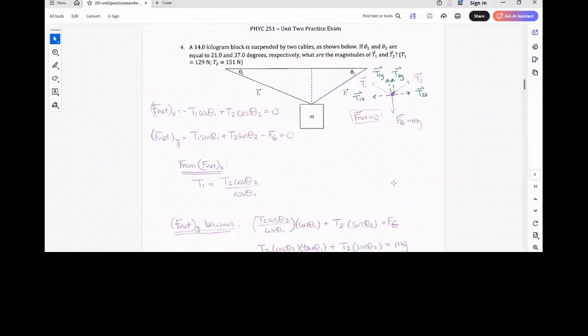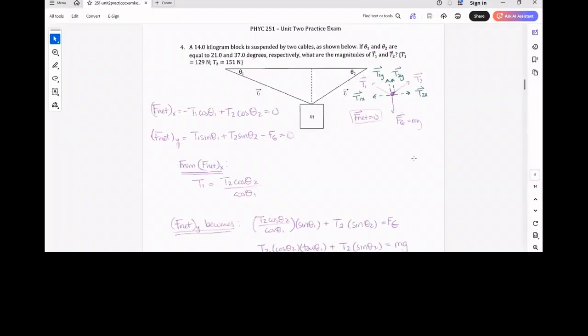Number 4, a 14 kilogram block is suspended by 2 cables as shown below. If theta 1 and theta 2 are equal to 21.0 and 37.0 degrees respectively, what are the magnitudes of T1 and T2? So we're beginning with another static equilibrium problem, which means that we know that the net force in both the x and the y directions will add to 0.